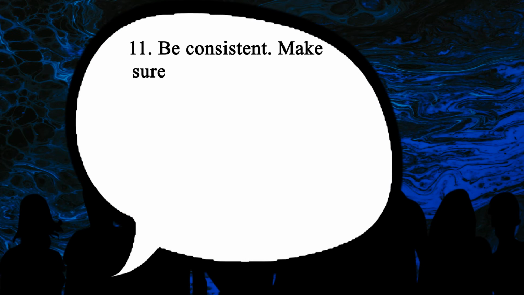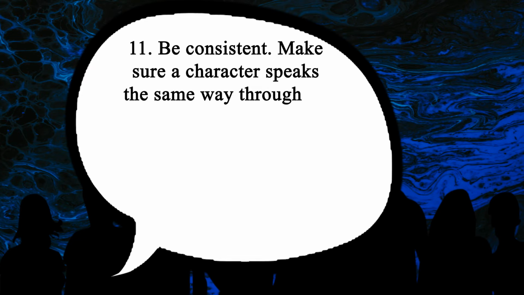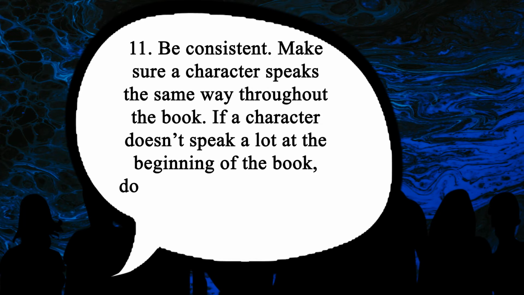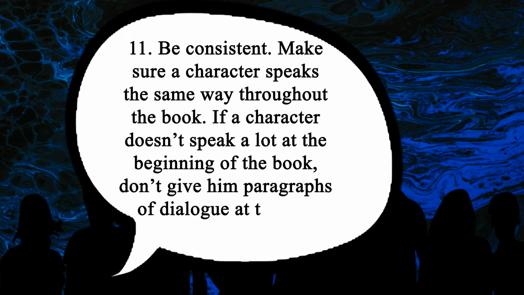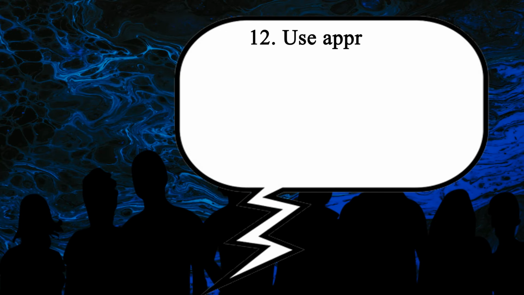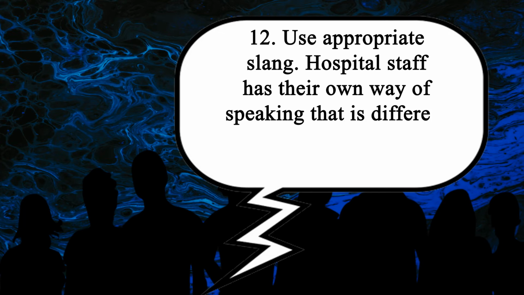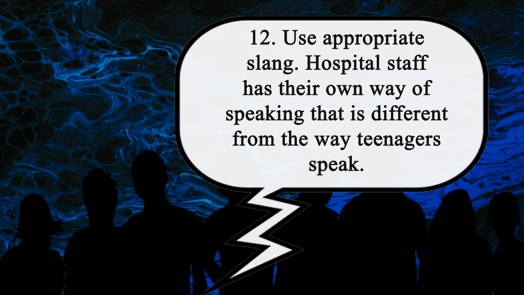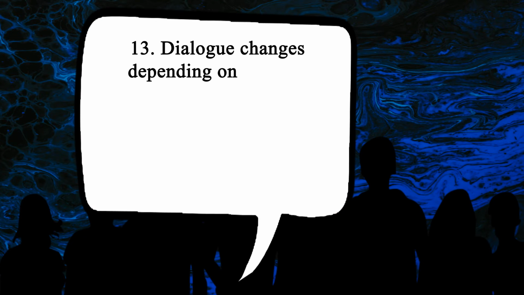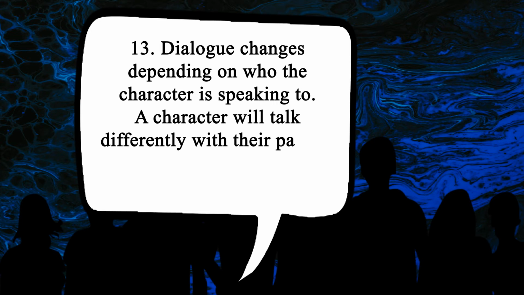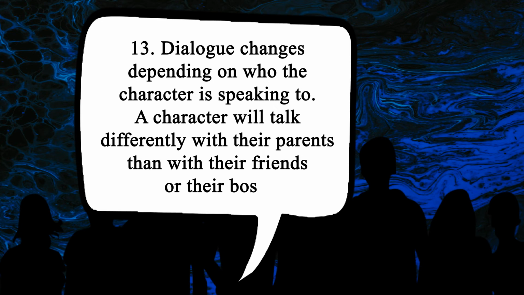11. Be consistent. Make sure a character speaks the same way throughout the book. If a character doesn't speak a lot at the beginning of the book, don't give him paragraphs of dialogue at the end of the book. 12. Use appropriate slang. Hospital staff has their own way of speaking that is different from the way teenagers speak. 13. Dialogue changes depending on who the character is speaking to. A character will talk differently with their parents than with their friends or their boss.